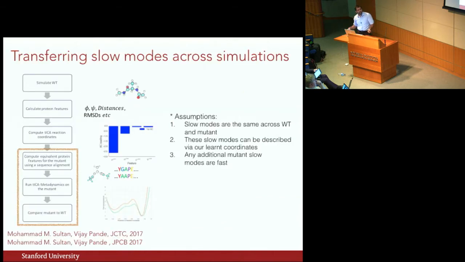What you can do is a sequence alignment and transfer the slow modes that you learned from one simulation to another simulation. For example, if you're building some model on C alpha distances, and you learn this transformation, which is a linear combination of these C alpha distances that might fold a protein, and now you make a mutation, all you need to do is map the C alpha indices to the new protein, and you transfer the weights over. Assuming that the slowest transitions are transferable across these, and that the mutation doesn't induce anything new, you can transfer these optimal coordinates from one simulation to another.